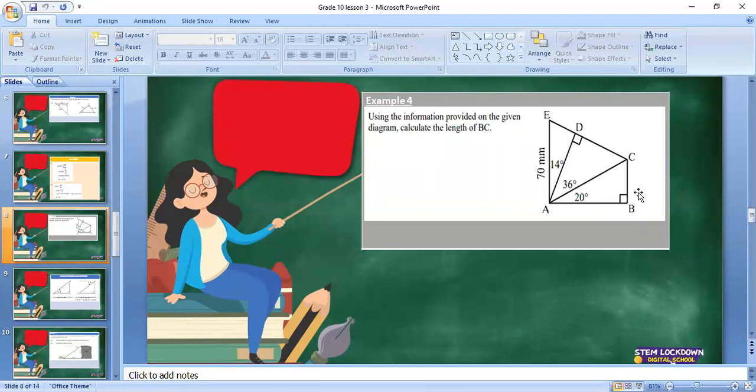Right. So now you start from the triangle with more information. So there are 3 triangles here. Which of the 3 triangles has more information? So obviously it is the first one, the triangle EAD, because at least we have 70 millimeters here. The other 2 don't have anything. So you start off with the one with the most information.